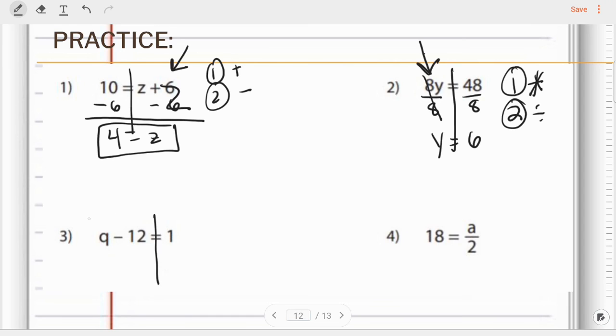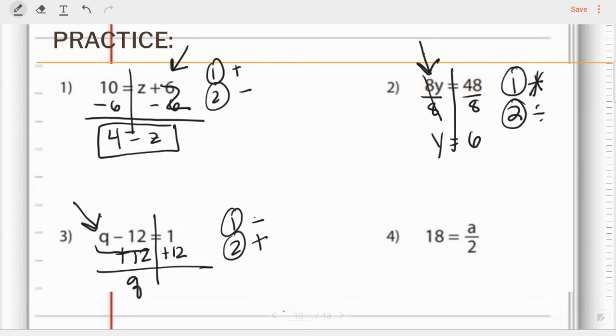Draw my boundary. Where's my variable? Right here. What operation is going on? This says q minus 12. So subtraction is what's going on. How am I going to undo that? Addition. Underneath, I'm going to do that addition. Plus 12. It's a balancing scale, so do it on both sides. I'm left with q is equal to, this zeroes out, 13.